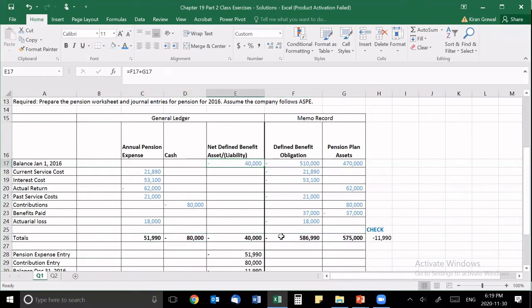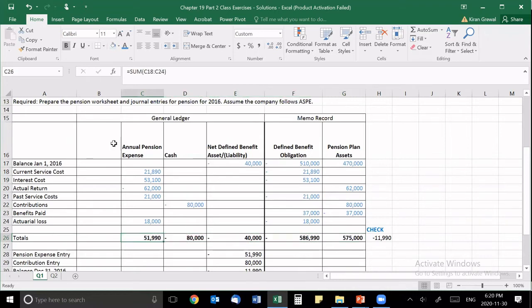I told you not to do anything with our net defined benefit asset or liability yet. So just leave all that blank. So carry forward that 40,000 opening balance. Our defined benefit obligation, add everything up, subtract the 37,000 benefits paid. So we get negative 586,990. And then pension plan assets, start with your opening balance, add your return, add your contributions, subtract the benefits paid, and 575 you should get. Okay, so that's all totaled up here. The next thing you do is you look at what your journal entries are.